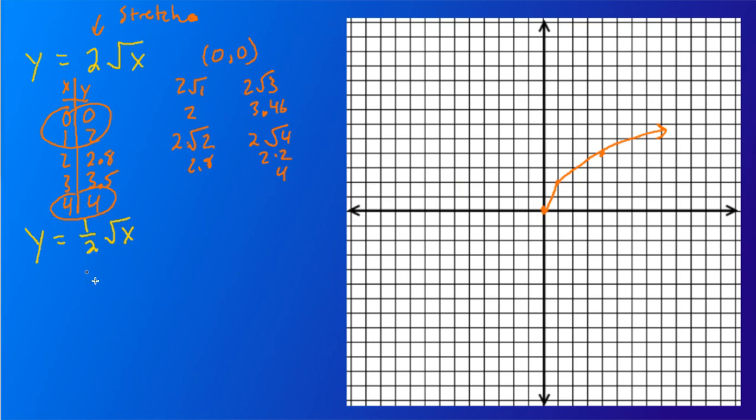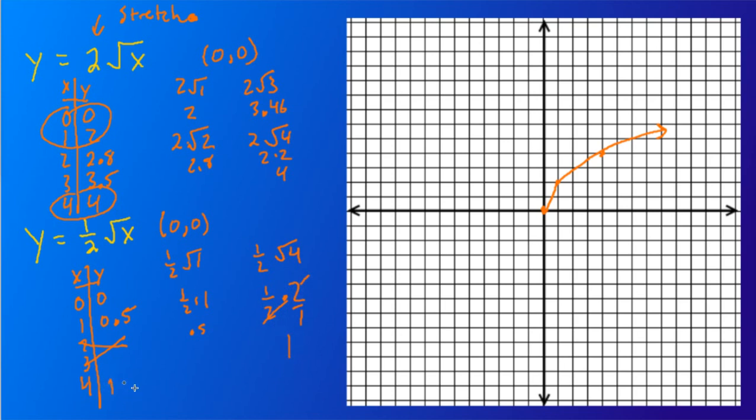Let's try the half. So I expect it to shrink this time. So my start point is 0, 0, x, y. And I'll put my start point. 1, 2, 3, 4. So if I put in 1, I have a half square root 1. So that's a half of 1, which is 0.5. So 0.5 right here. I won't bother with those two. If I do 4, I get half the square root of 4. The square root of 4 is 2, so a half times 2, that's 1, so 4, 1.